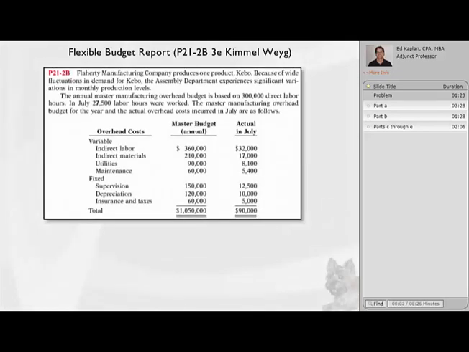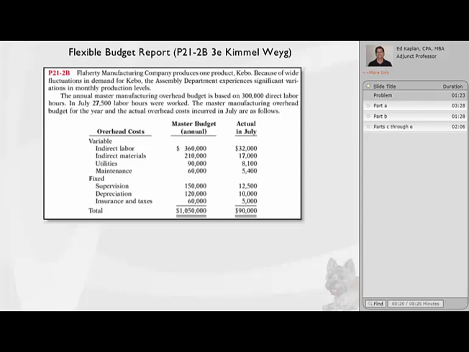Flaherty Manufacturing Company produces one product, Kibo. Because of wide fluctuations in demand for Kibo, the assembly department experiences significant variations in monthly production levels. The annual master manufacturing overhead budget is based on 300,000 direct labor hours. In July, 27,500 labor hours were worked.